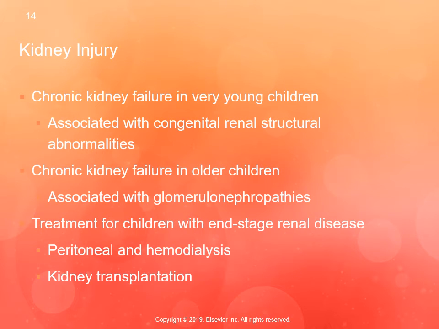Chronic kidney injury can occur in very young children associated with congenital renal structural abnormalities. In older children, it's usually associated with the glomerular nephropathies, and treatment usually is peritoneal or hemodialysis and kidney transplantation if they develop end-stage renal disease.